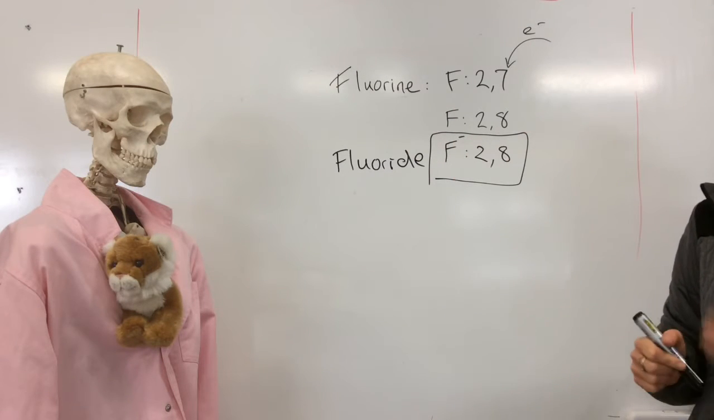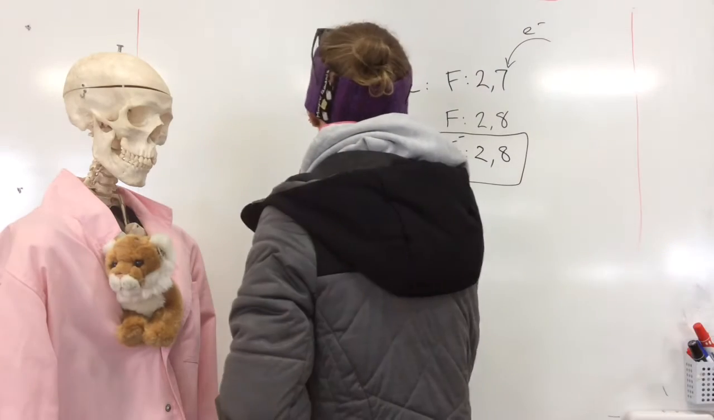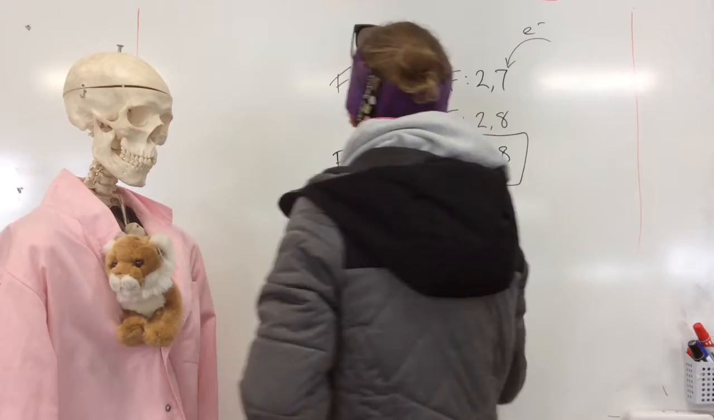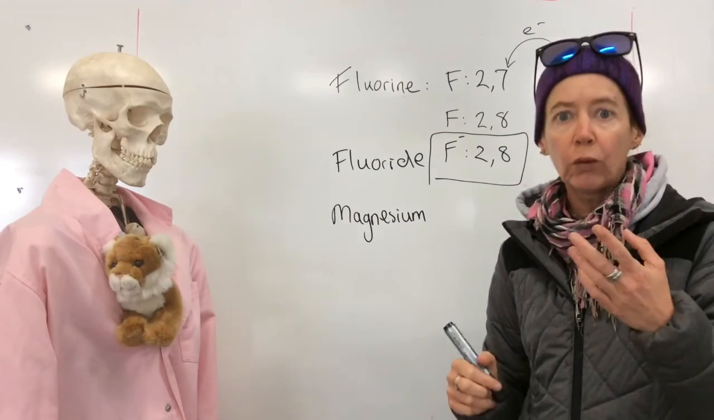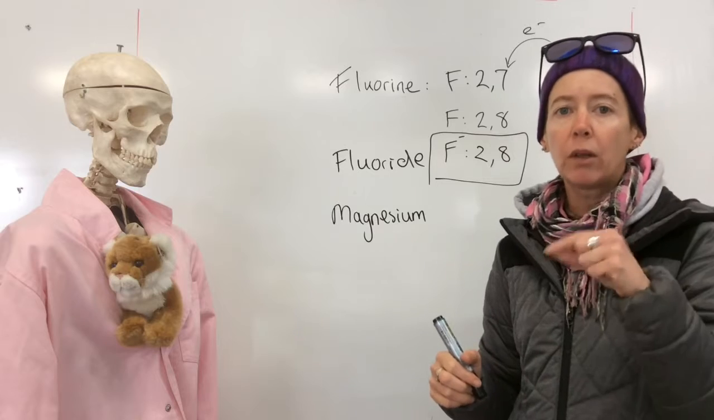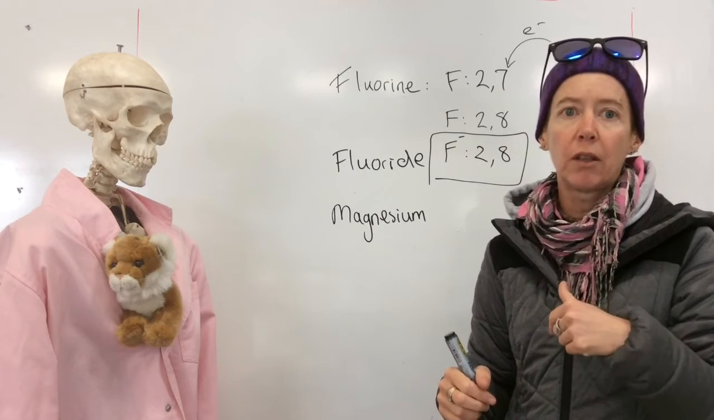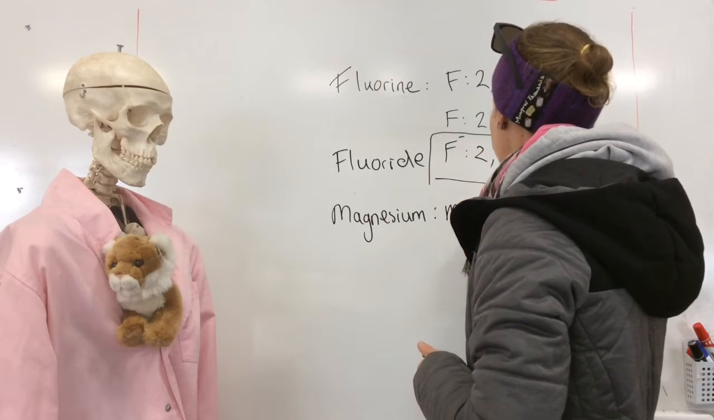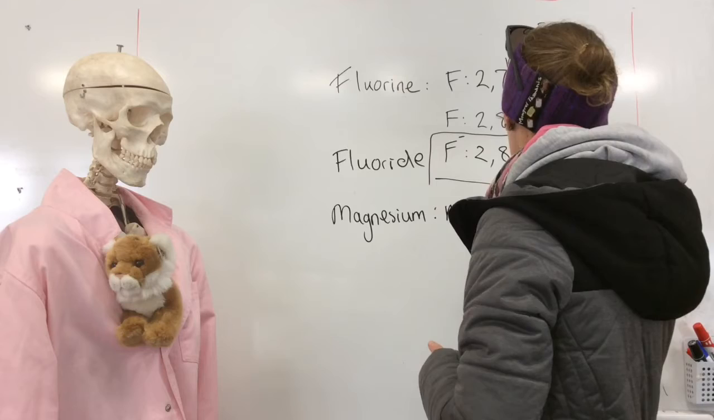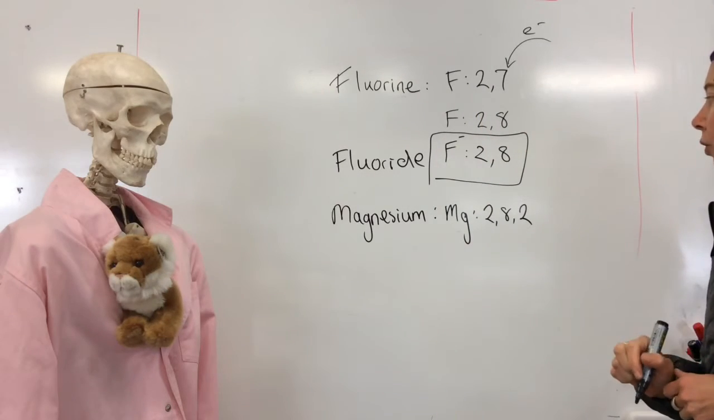Alright, let's have a look at another one. We'll look at magnesium. Now magnesium has an atomic number of 12, okay, so that means there's going to be 2 electrons in the first shell, 8 electrons in the second shell, 2 electrons in the third shell. That means our electronic configuration for magnesium is 2,8,2.